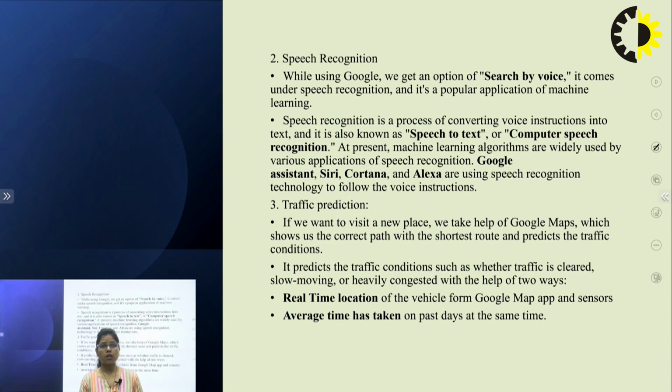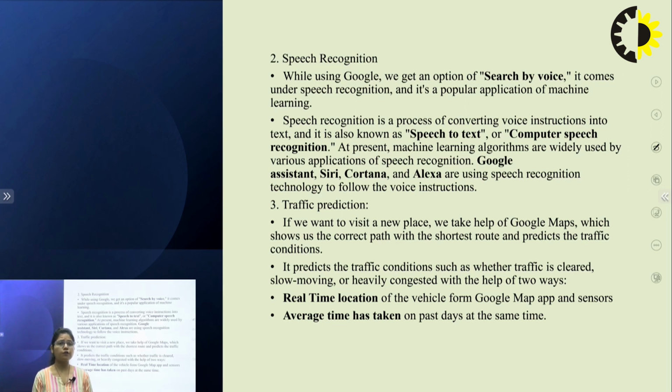Second is speech recognition. While using Google, we get an option of search by voice. It comes under speech recognition, and it's a popular application of machine learning. Speech recognition is a process of converting voice instructions into text, and it is also known as speech to text or computer speech recognition. At present, machine learning algorithms are widely used by various speech recognition applications. Google Assistant, Siri, Cortana, and Alexa use speech recognition technology to follow voice instructions.